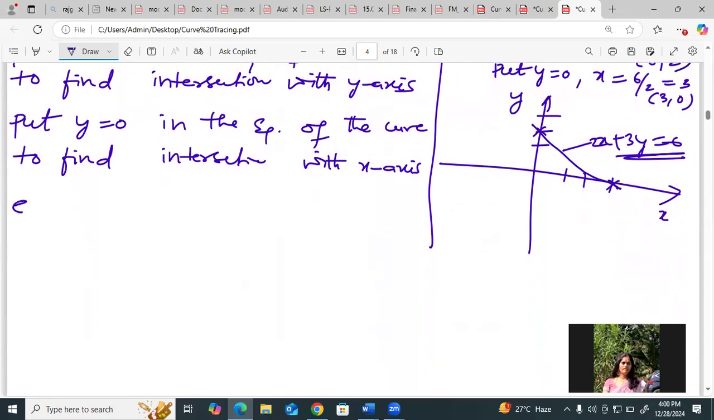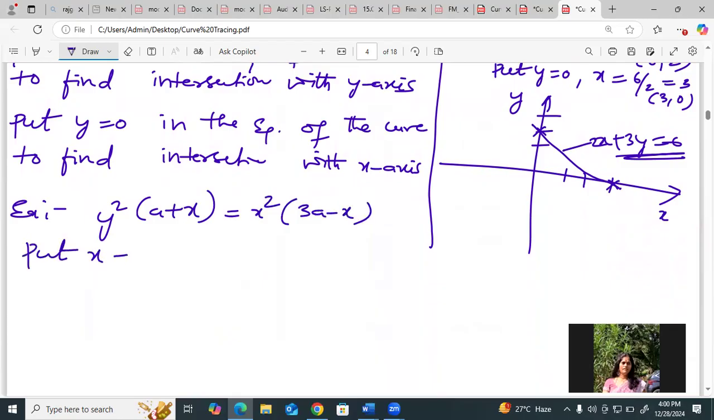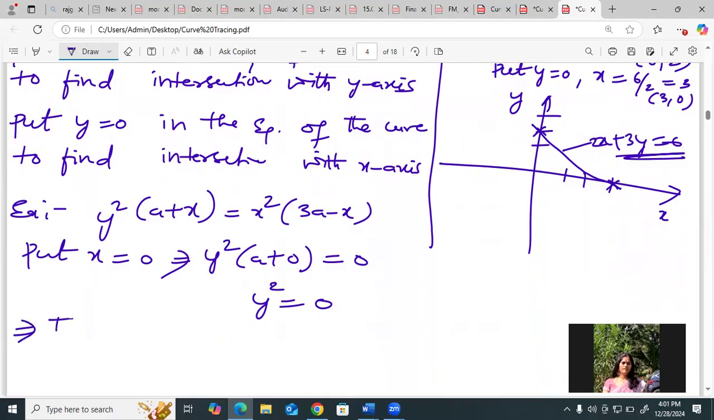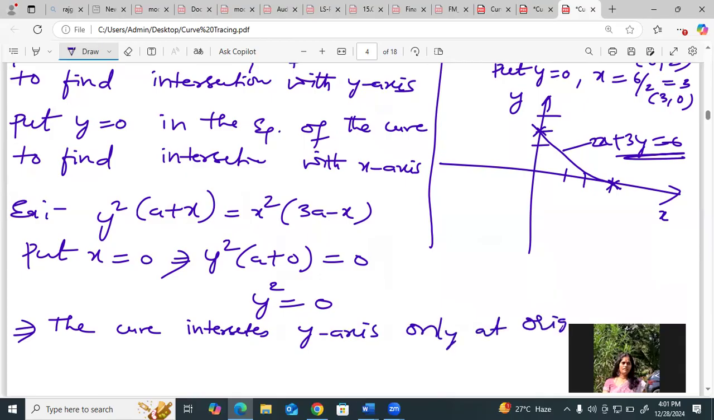Let's take an example and check the same thing. y square into (a plus x) is equal to x square into (3a minus x). What should I do? Put x is equal to 0. Then y square into (a plus 0) is equal to 0, or y square is equal to 0. This implies the curve intersects the y-axis only at the origin.